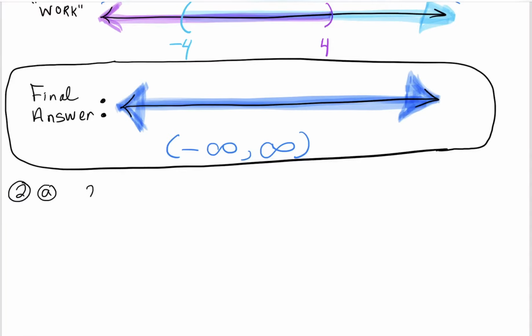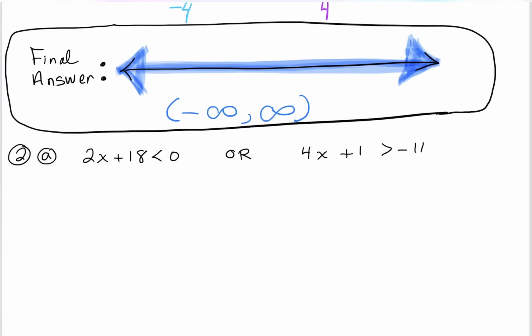So this time, let's say we have, again, some pretty simple linear inequalities to solve. So 2x plus 18 is less than 0, or 4x plus 1 is greater than negative 11. Here I'm not really trying to get us to focus on the complicated solving, but more on what this word means.